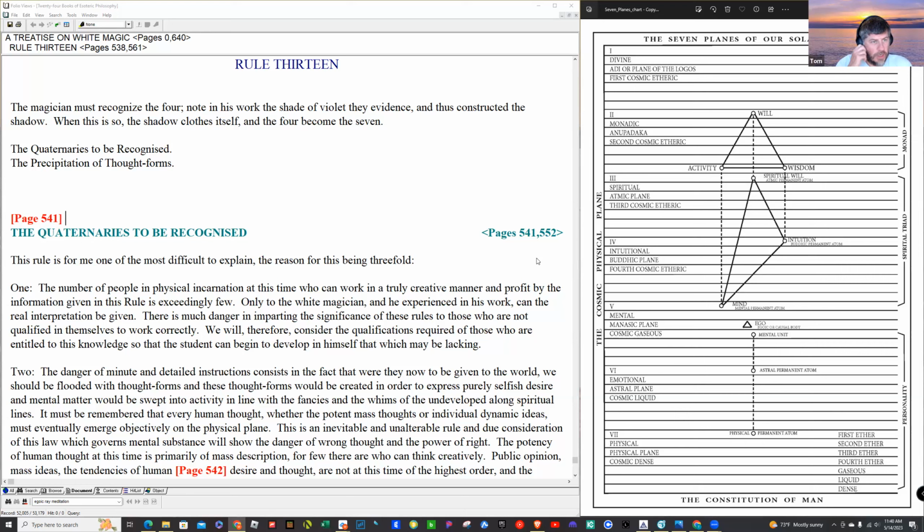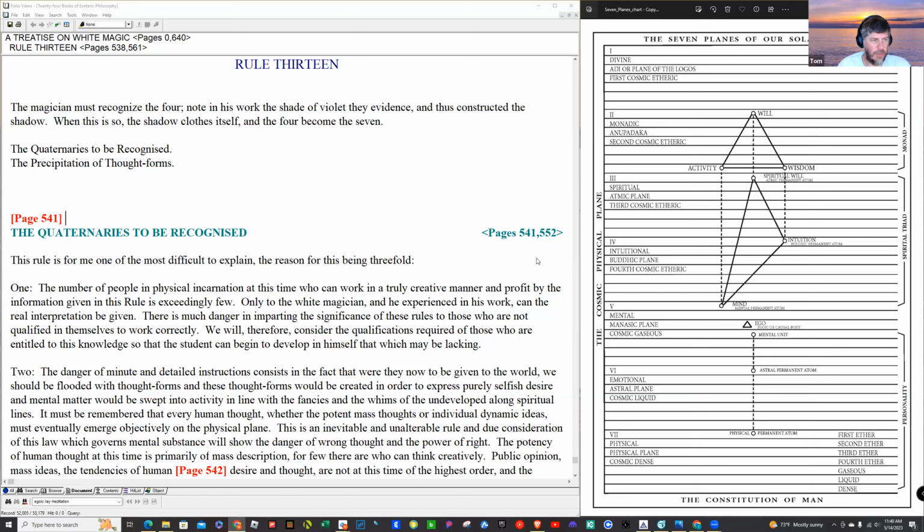The magician must recognize the four. Note, in his work, the shade of violet they evidence, and thus construct the shadow. When this is so, the shadow clothes itself, and the four become the seven. We can see this on the chart, right? The top four, we add to them the lower three. The four become the seven.